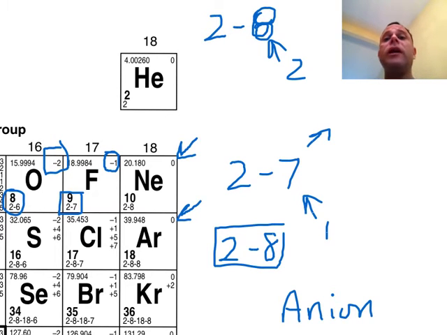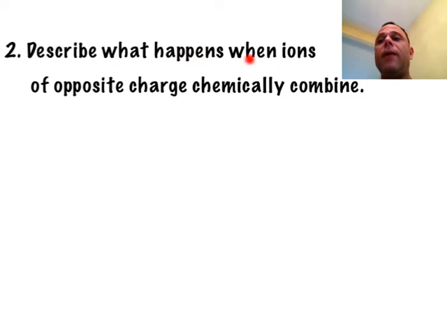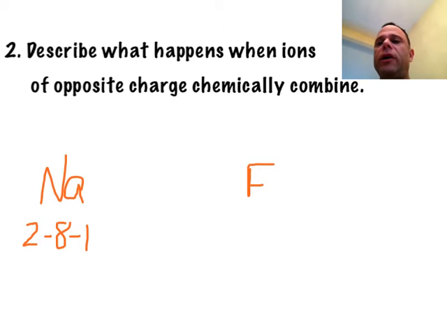We're now going to go on to our next objective. We need to discuss if we have 2 ions of opposite charges together, what will happen? So now let's describe what happens when ions of opposite charge chemically combine. So we had an example of sodium. And sodium had an electron configuration of 2, 8, 1. And we had fluorine, which was 2, 7.